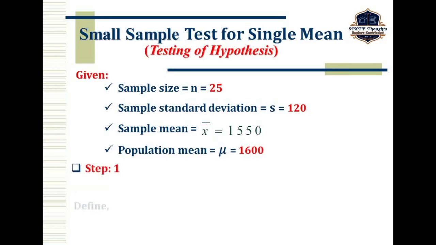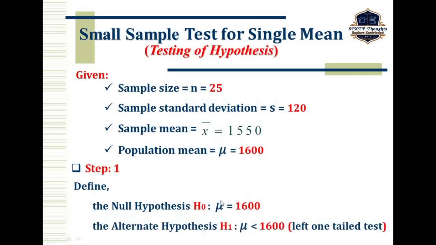Step number 1: we define the null hypothesis, denoted by H naught, mu equal to 1600, and the alternative hypothesis is H1, mu less than 1600. So here the given problem is a left one-tailed problem. We know how to write the null hypothesis and alternative hypothesis. Suppose you don't know how to write step number 1, please refer to my previous video lecture on one-tailed and two-tailed test.